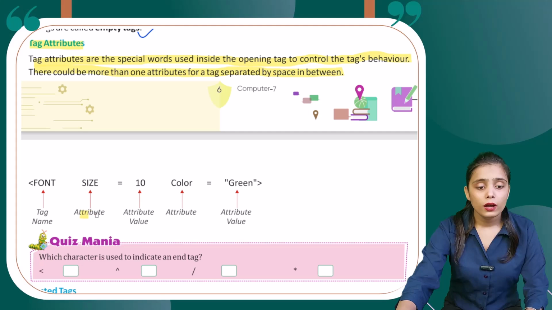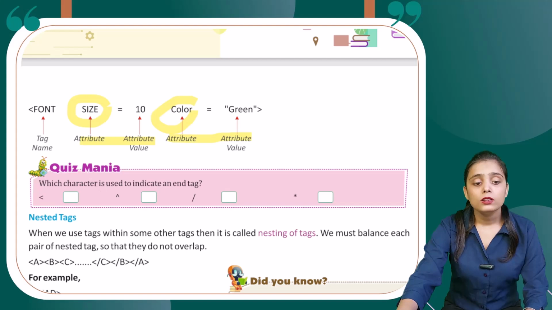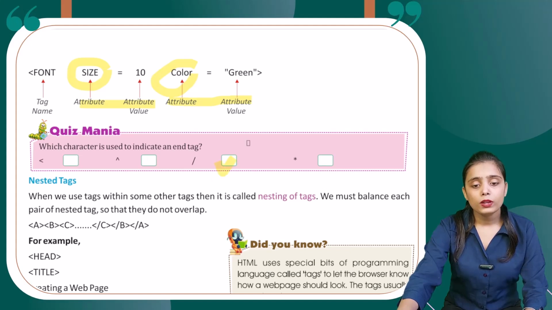Here you can see attribute, attribute value. So it is a special kind of information. Okay, special properties, for example, size is a property, color is a property, which we define in the opening tag of the tags. Okay, HTML tags. So now, which character is used to indicate an ending tag? Obviously, here you can see this one.